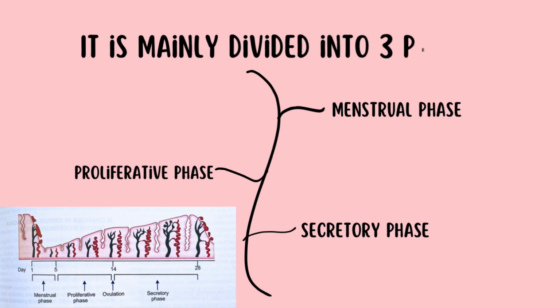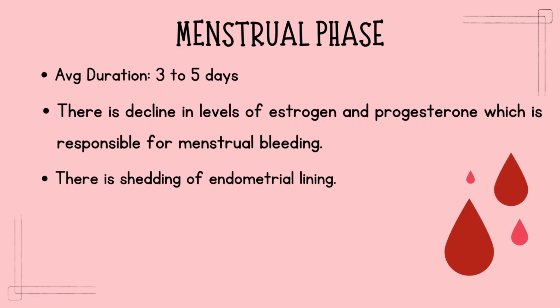Now, let's start the endometrial cycle. It is mainly divided into three phases. First, the menstrual phase, 1st to 5th day. Second, the proliferative phase, 6th to 14th day. And third, the secretory phase, 15th to 28th day.